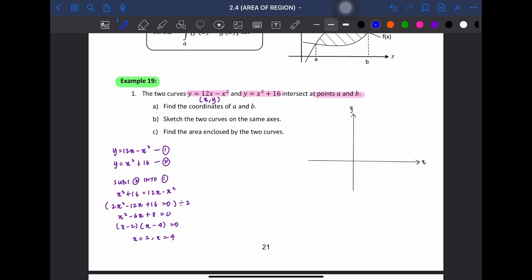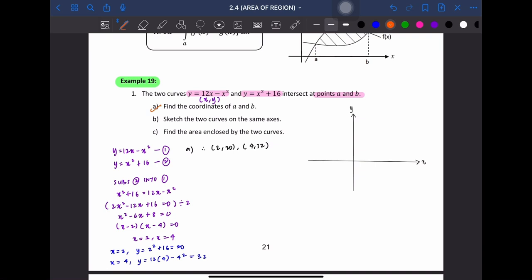Let's say for x equal to 2, y equal to 2 square plus 16, which is 20. And then for x equal to 4, I substitute into the first equation. Okay, you can use either one, don't worry. So this one equal to 32. Okay, so there are 2 points that we get. So the first one is 2, 20, and the second one is 4, 32. Okay, that's how we get the 2 points, coordinates A and B. Okay, settle for the first part.